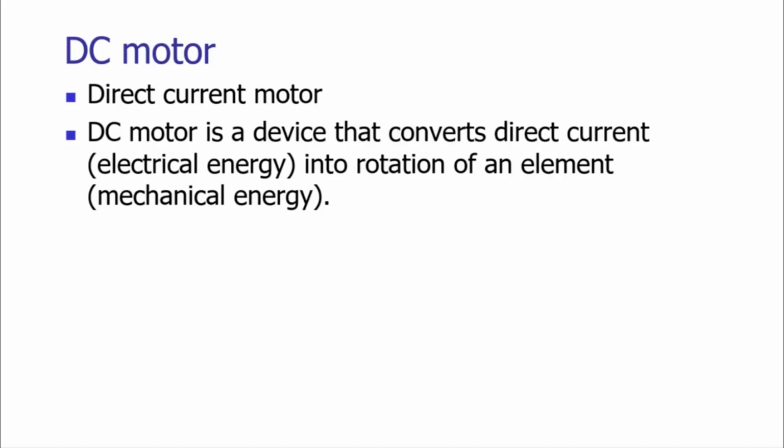Let us start the first type of electric motor, that is DC motor. DC motor is direct current motor. We are applying direct voltage to this electromechanical device and we are getting the required mechanical energy. DC motor basically converts the electrical energy into rotation of a mechanical element. So we are converting the electrical energy into the mechanical energy.